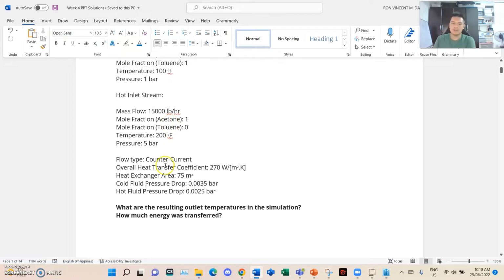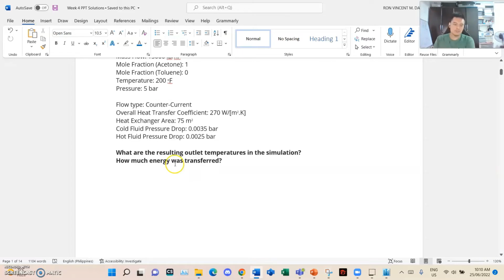Assuming that the flow is countercurrent and the overall heat transfer coefficient is 270 watts per meter squared per Kelvin, and the heat exchanger area is 75 meters squared, with the cold fluid pressure drop being 0.0035 bar and hot fluid pressure drop being 0.0025 bar, what are the resulting outlet temperatures and how much energy was transferred?